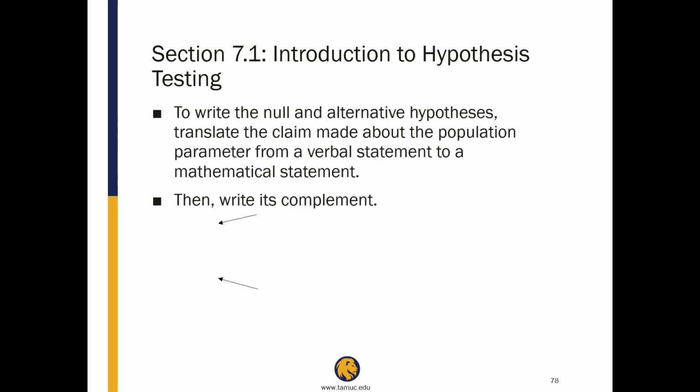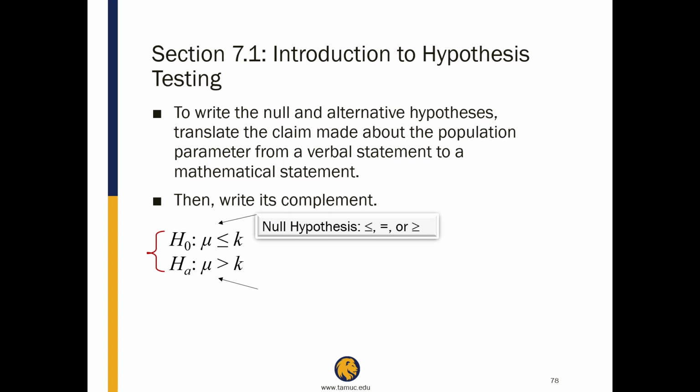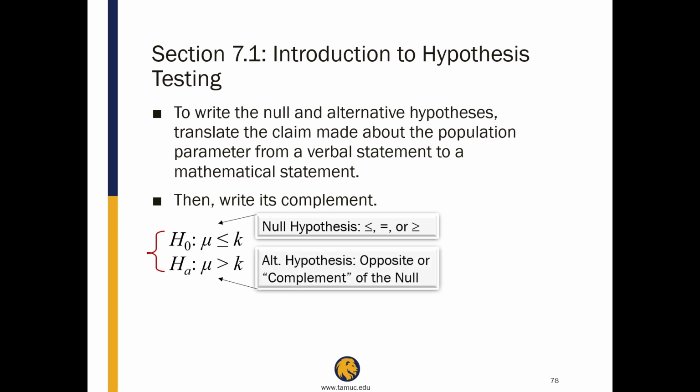So to write the null and alternative hypothesis, we're going to translate a claim made about the population parameter from a verbal statement into a mathematical statement. Then we're going to write its complement. So for instance, if we have H0 is mu less than or equal to k, then H sub A would be mu greater than k. It's the opposite of the null hypothesis. The alternative hypothesis is the opposite or the complement of the null.